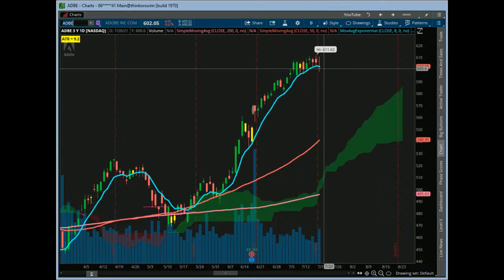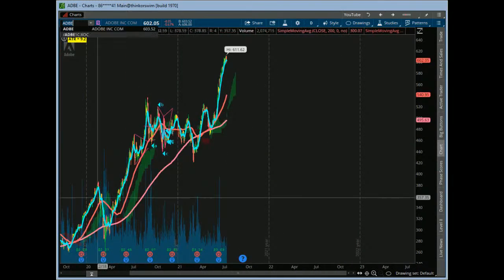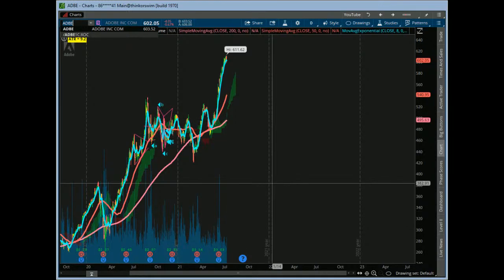And when did Adobe get to 600? Goodness gracious, wow, it's really up there, isn't it? Golly, I haven't traded this one in a while. So we did do a couple harmonics back here, but again, it seems like a $200 stock.